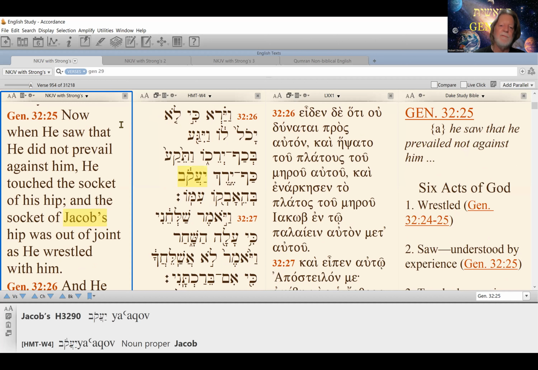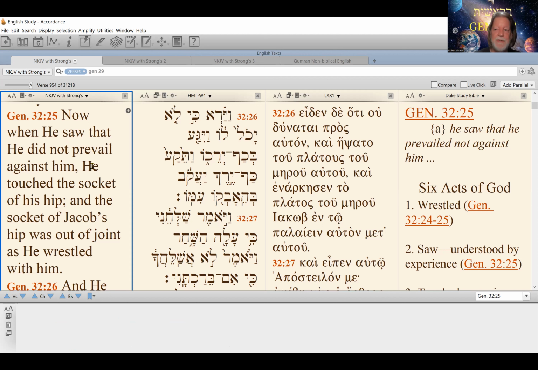So verse 25, now when he saw that he did not prevail against him. Now I think the he here, again, no capitals in the Hebrew, but it sounds like the man that was wrestling with Yaakov saw that the man who wrestled with him did not prevail against him. If this is God, then Yaakov is wrestling with God and winning. And that point is going to be significant here in a few minutes.